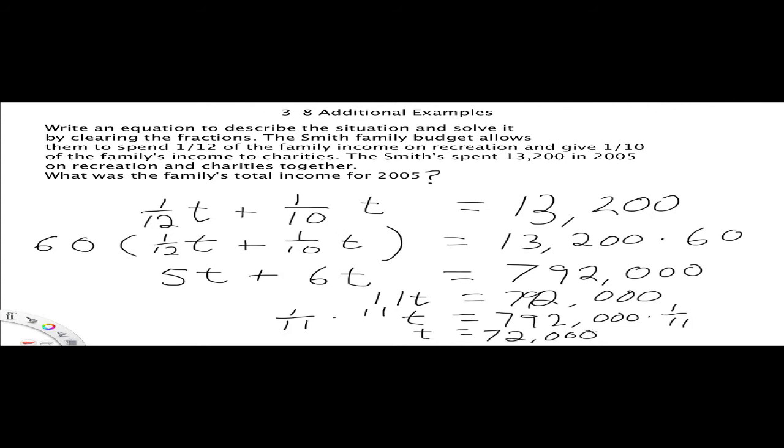$72,000. So with partial information, we know what they spent on recreation, we know what they spent on charities, and we knew what proportion or what fraction that was of their total income. And with that information, we could then determine total income with just that bit of information. So that's another example about how you can take the given information, create an equation out of it, clear the fractions, simplify, and by combining terms, solve for the variable, and you have your answer.